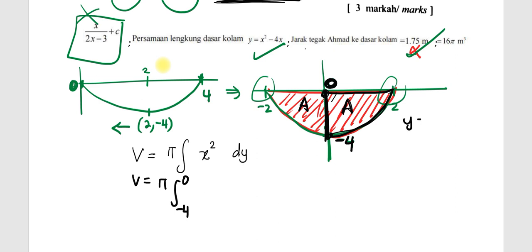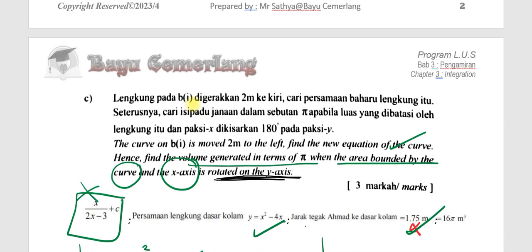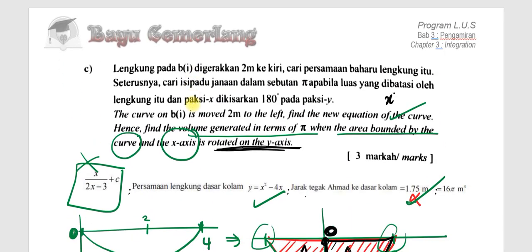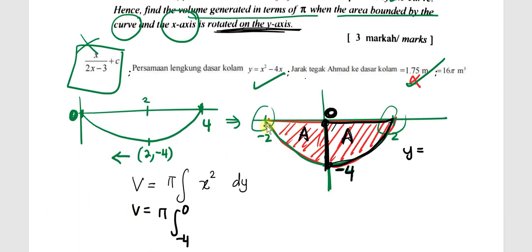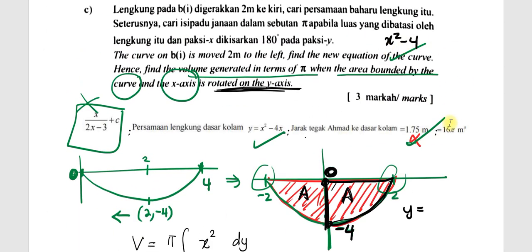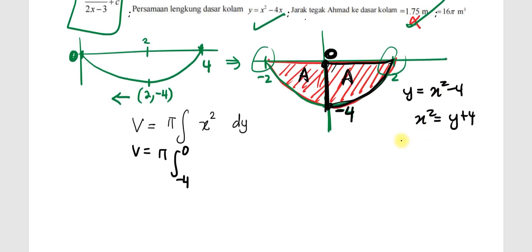Just now we got our new equation. What was it? I erased it just now. Okay, the new equation was x square minus 4, I believe. Okay, from the roots here. X square minus 4, right? Okay. After that, we want to find x square. So, make your x square as your subject. Y plus 4. So, you integrate y plus 4 with respect to dy.